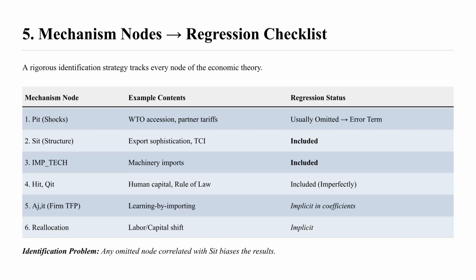A rigorous identification strategy tracks every node of the economic theory. We must categorize the status of mechanism nodes: included, implicit, or omitted. Any omitted node correlated with trade variables will bias the results.